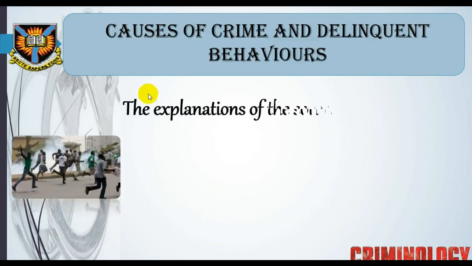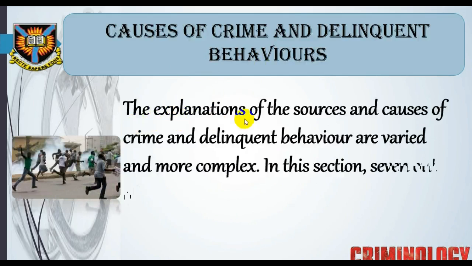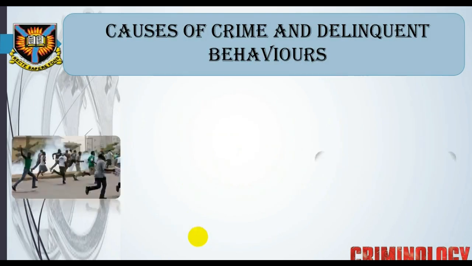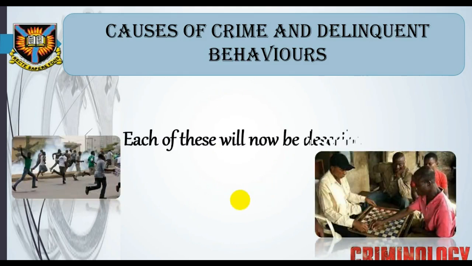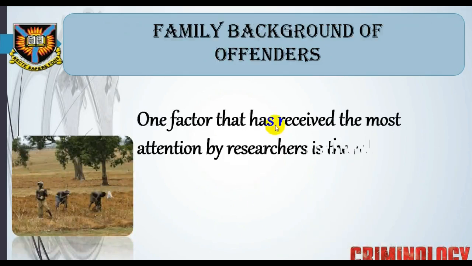Causes of crime and delinquent behaviors. The explanations of the sources and causes of crime and delinquent behavior are varied and complex. In this section, 7 out of the many causes of crime and delinquency will be discussed. Each of these will now be described briefly. 1. Family background of offenders.